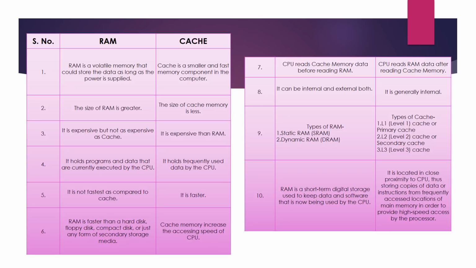RAM can be internal and external, but cache will always be internal, right? There are two different types of RAM, SRAM and DRAM, but there are three types of cache: level 1, level 2, and level 3. RAM is short-term digital storage, which is used to keep data and software that is not being used by the CPU, but the cache is located in close proximity to the CPU, or usually it's on the motherboard.